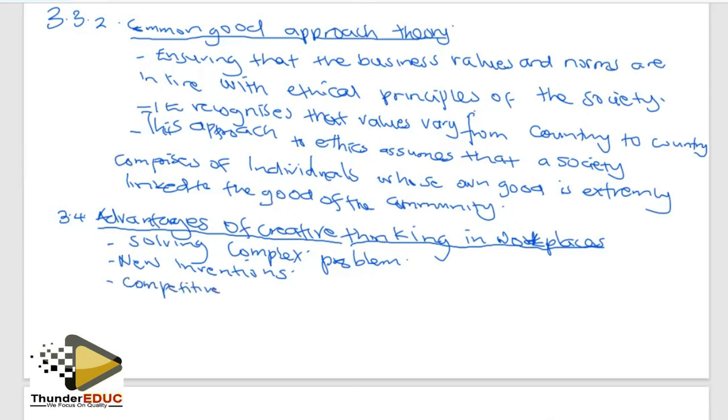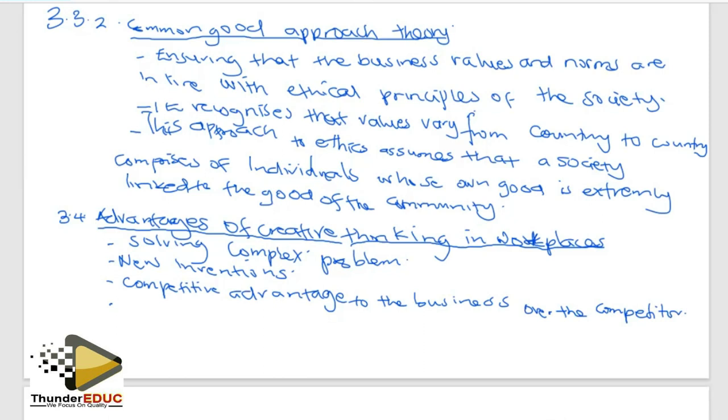Competitive advantage to the business over the competitors. Because you have come up with something new and different, the competitors will struggle to match your ability, and you always stay above them. You're going to take the larger market share.